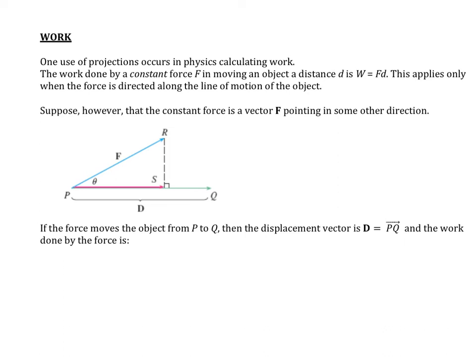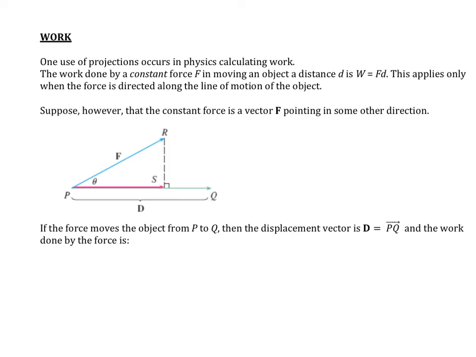So the work done by a constant force F in moving an object a distance d is W equals F times D. This only works when the force is directed along the line of motion of the object. Okay?